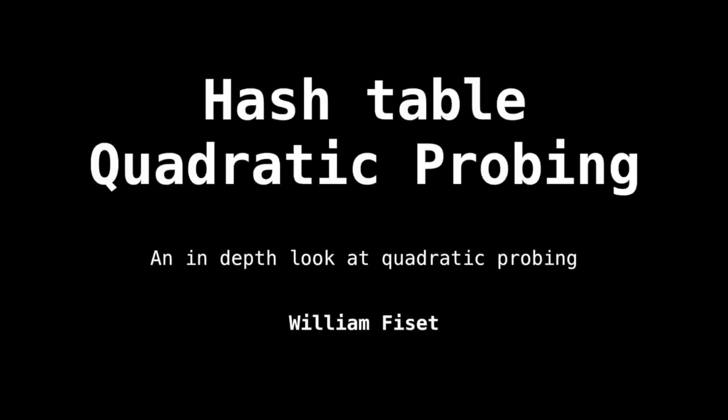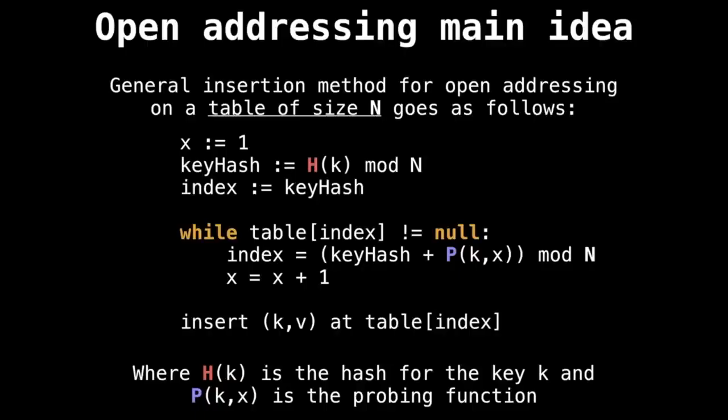Alright, let's talk about hash tables and how quadratic probing works. Let's dive right in. So let's recall how we insert key value pairs into a table of size n using the open addressing collision resolution scheme. So first we initialize a variable called x to be 1, which we're going to increment every time we're unable to find a free slot.